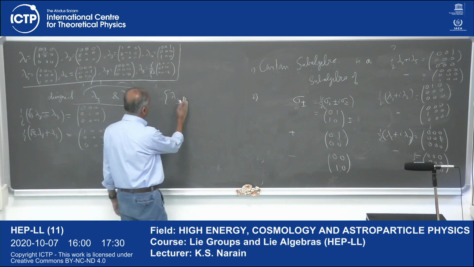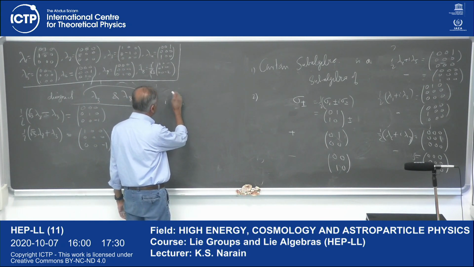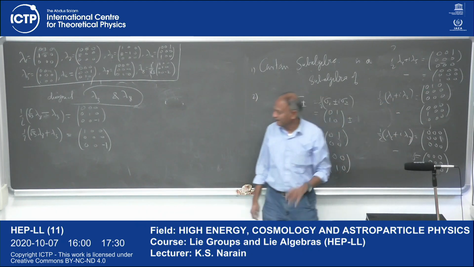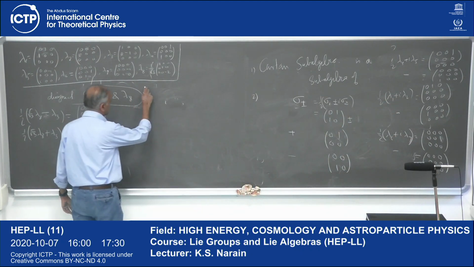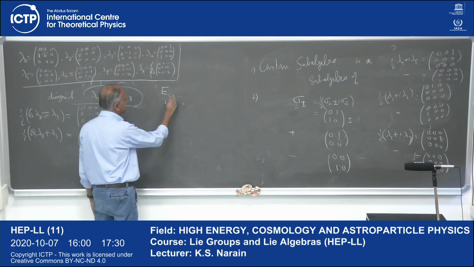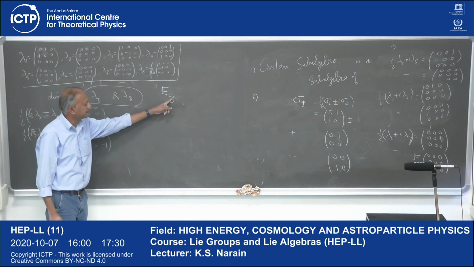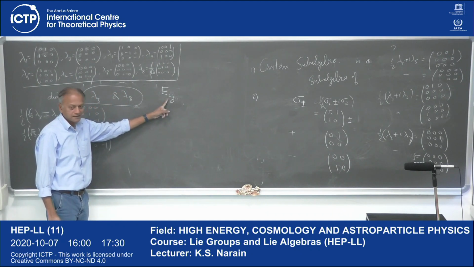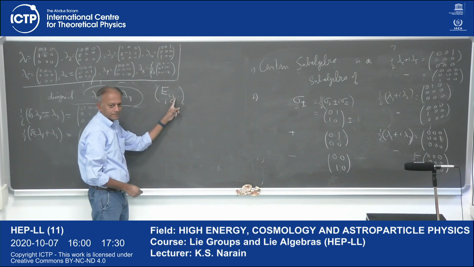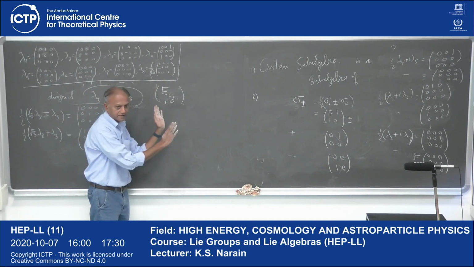So let's look at... By the way, let me do one thing. Instead of writing these matrices and so on all the time, let me define a matrix Eij. This is a matrix. This is not the index denoting the row and column. This is just a symbol for the matrix.